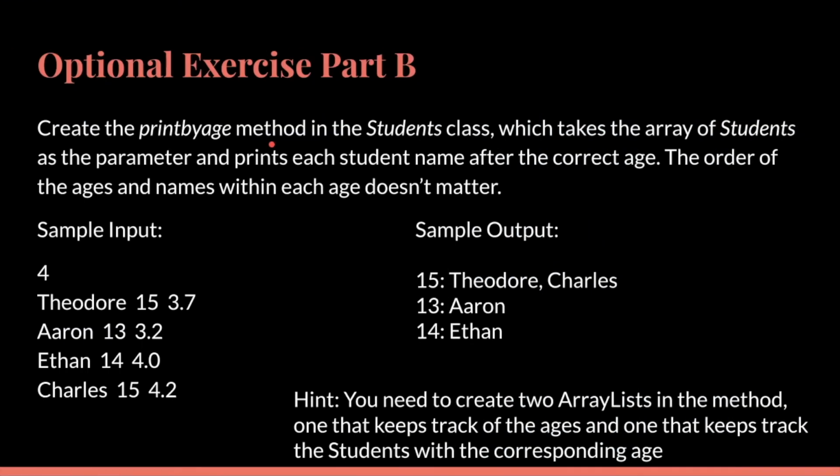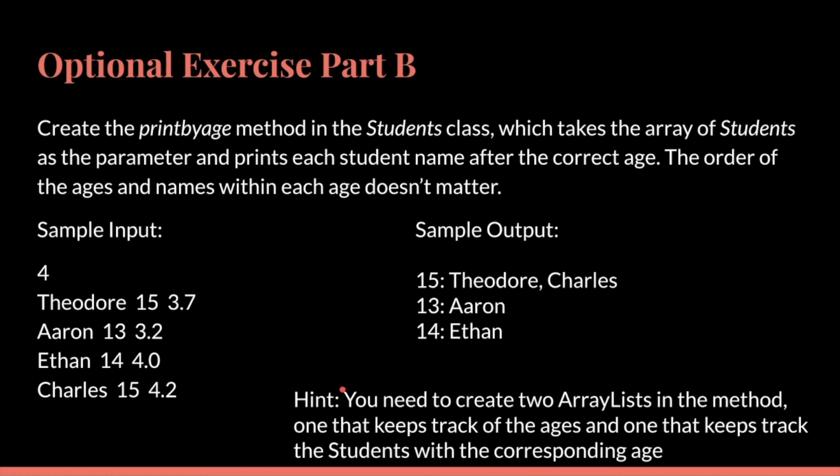Here's part B of the exercise. Create the printByAge method in the Students class, which takes the array of students as a parameter and prints each student name after the correct age. The order of the ages and the names within each age doesn't matter. So this might be confusing, but just look at the sample input and the sample output and it will instantly make sense. And this is a pretty challenging exercise.